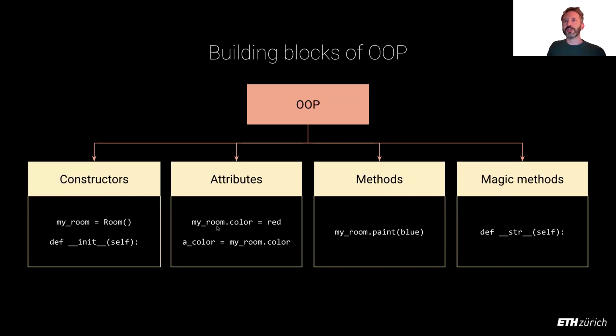Then we have attributes, which is if we assign a variable to the instance of self, or if we assign it to the instance name, that is an attribute, a variable that is attached to that instance. So if we say red equals the color of my room, then when I do color equals my room dot color, I will be putting red in here. Or if I say print my room color, it will print red.